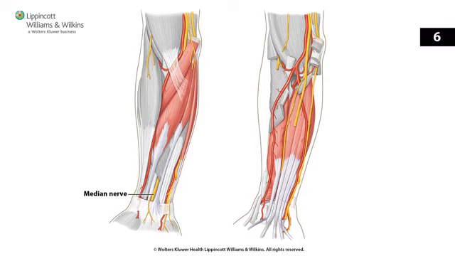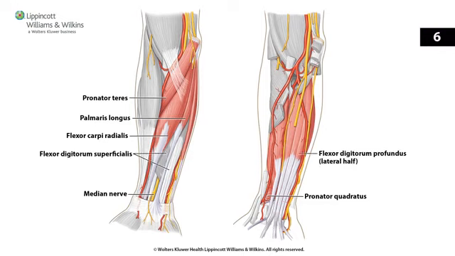All right, let's move on to the median nerve. The median nerve innervates almost all of the flexors of the forearm and many of the pronators as well. The pronators include the pronator teres and the pronator quadratus. The flexor carpi radialis and the palmaris longus will flex the forearm. The flexor digitorum superficialis and the lateral half of the flexor digitorum profundus will flex the wrist and the fingers, and the flexor pollicis longus will flex the thumb. So overall, think flexion and pronation with the muscles innervated by the median nerve.